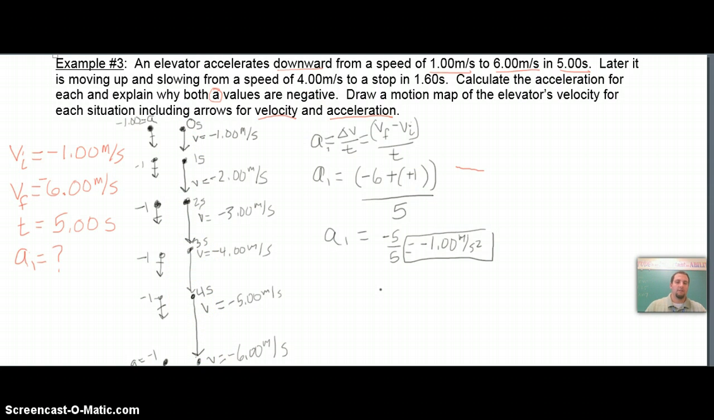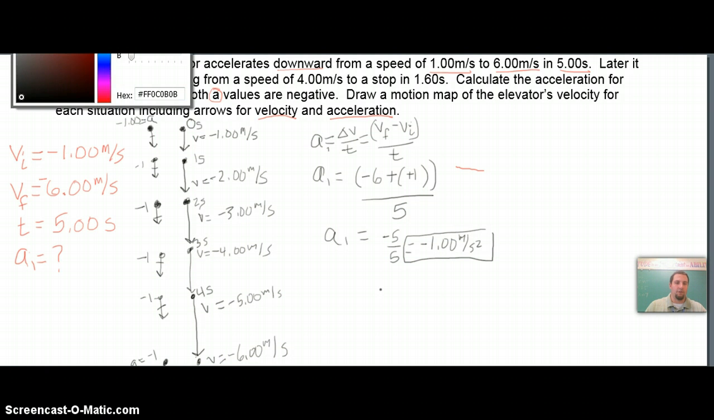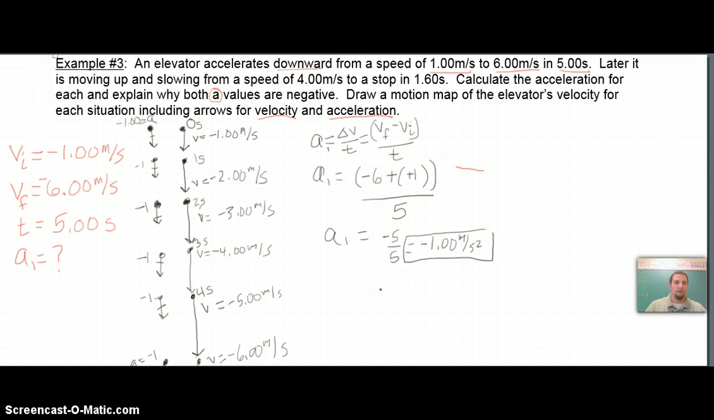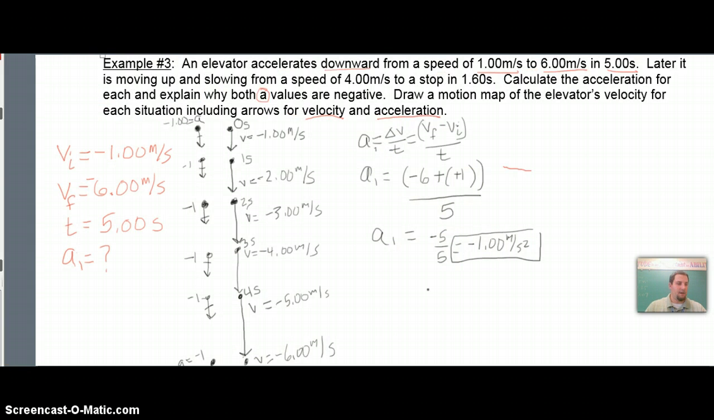Okay, now let's look at our second situation here. So now the elevator is moving up. Okay, the elevator is moving up, and it looks like it is slowing down to a stop. Okay, let me just get a darker pen here so you can see this better. So it's moving up and slowing down. Okay, I might run out of room here, so I'm going to try to move this over if I can.